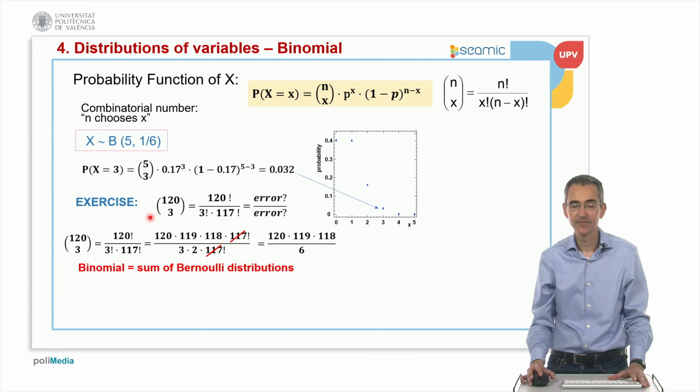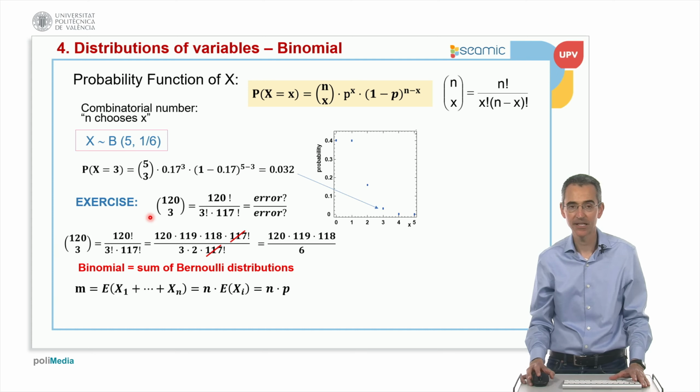Good. So remember that the binomial is the sum of Bernoulli distributions, and then we can use this property. So what is the average of a binomial? The average of a binomial is the expectation of x1 plus x2 until xn, which is n times the expectation of a Bernoulli. And I explained in previous slides that the expectation of a Bernoulli is p, so we end up with n multiplied by p. So the average, or the mean, is n multiplied by p.